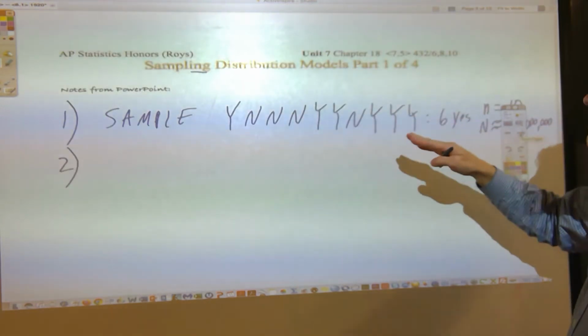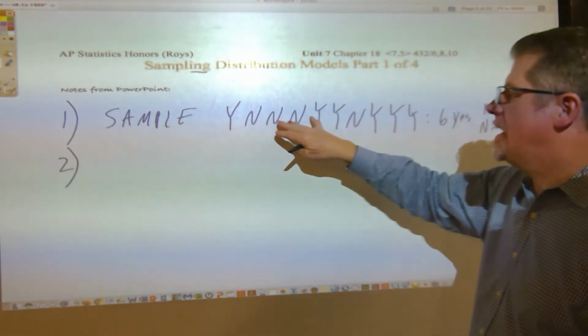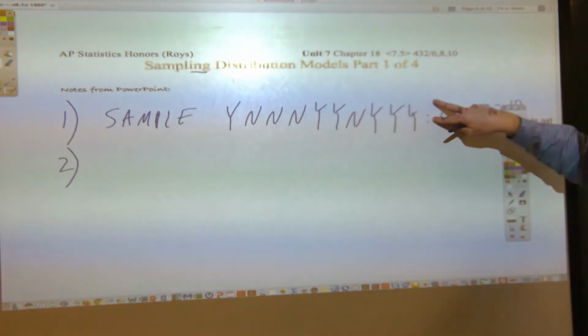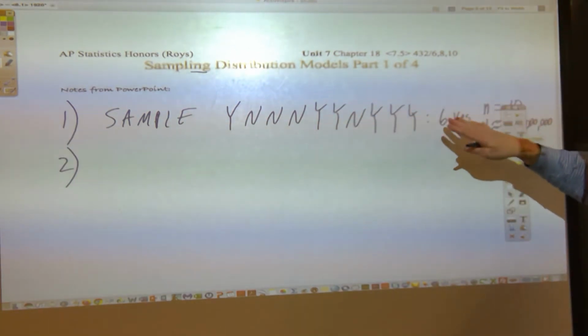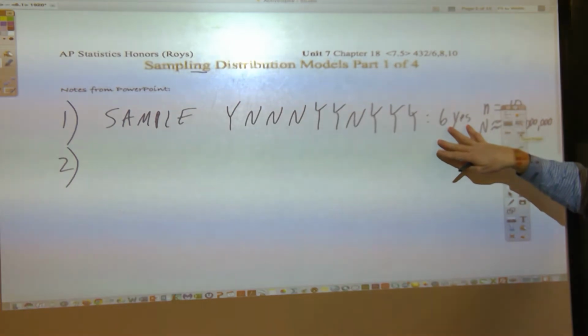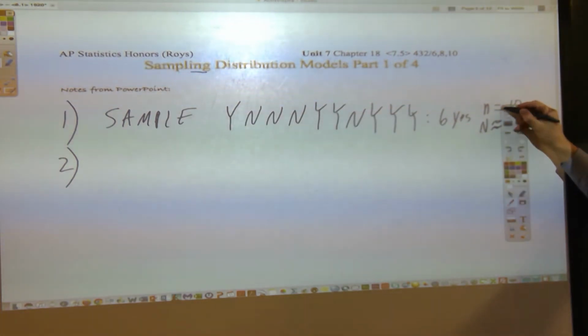So that's a sample, the sample that produces a number that can be modeled by the binomial distribution of x.